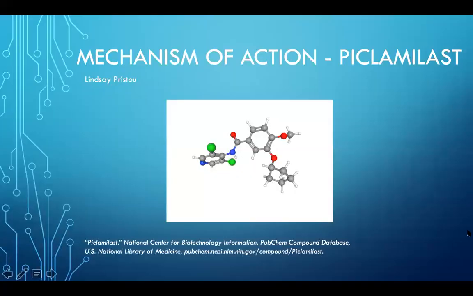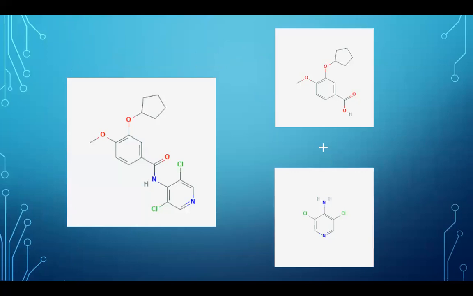Hi, my name is Lindsay Pristou, and I will be talking about the mechanism of action of Piclamilast. Piclamilast has a molecular weight of 381.2 grams per mole. It has 5 rotatable bonds, 4 hydrogen bond acceptors, and 1 hydrogen bond donor. It is very similar to roflumilast, which will be discussed later.